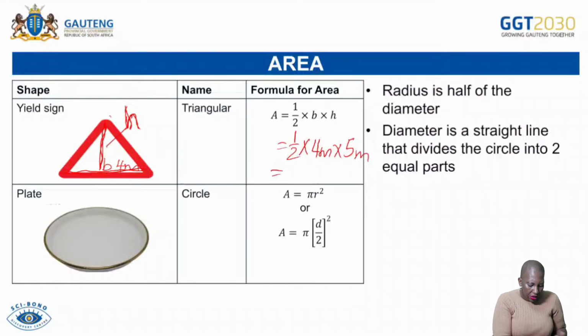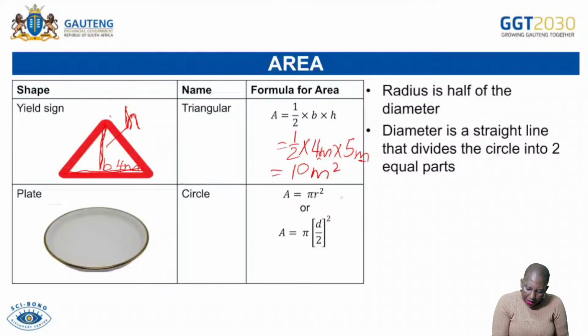And then we quickly take our calculator. We do the calculation to be what? To be half, which is 0.5 multiplied by 4 multiplied by 5. And then the answer will be 10 meter squared. How many we are multiplying? So the unit will be in squares. Same applies with a circle. A circle area is equals to pi r squared.